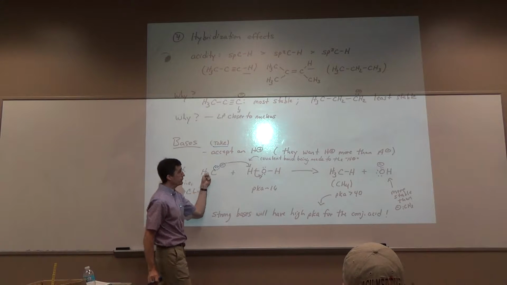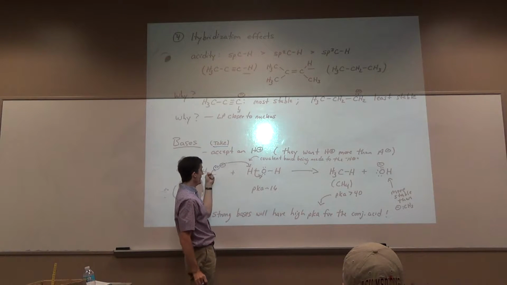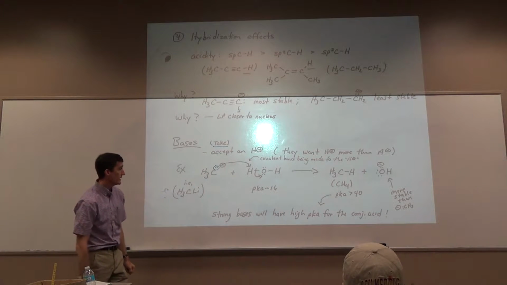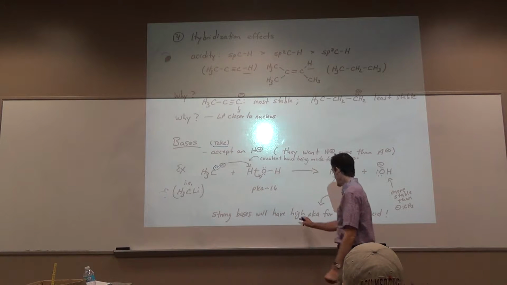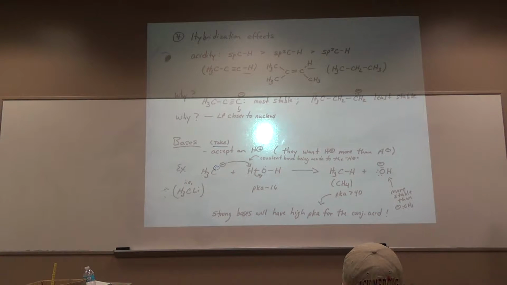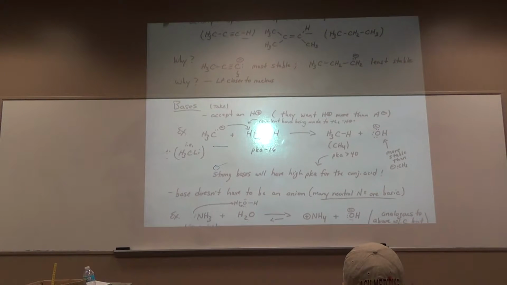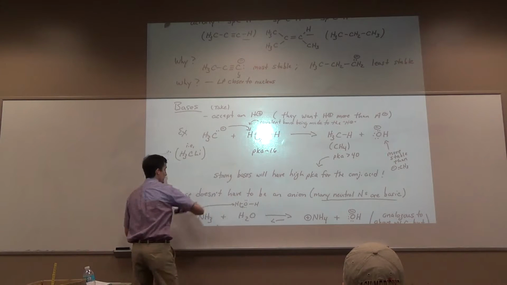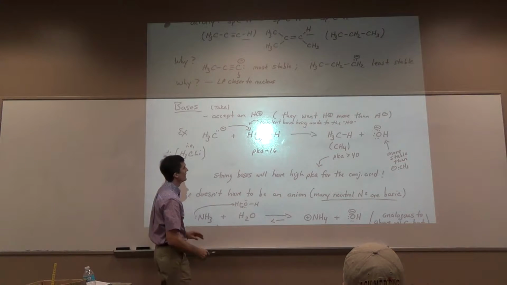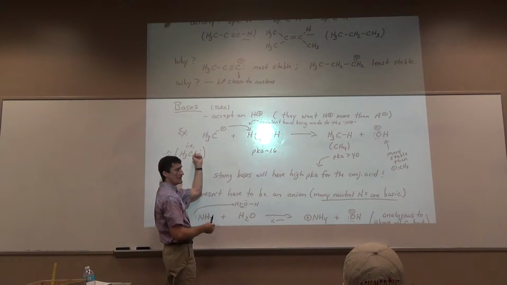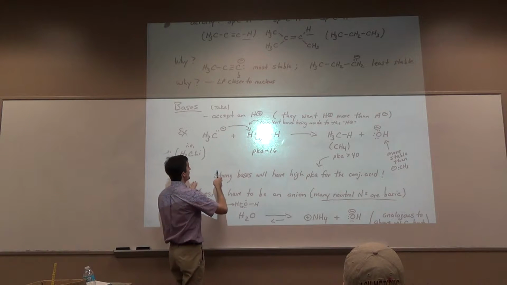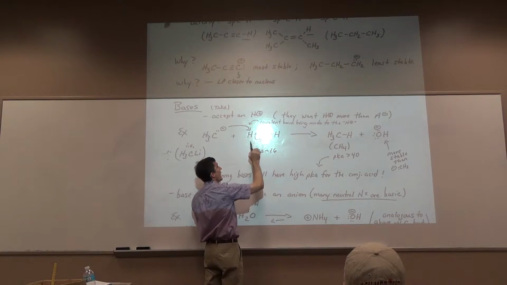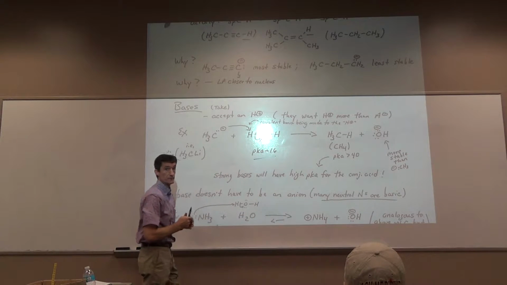So this is obviously the base. Water is acting as an acid. The base took the H, and here's your outcome. Of course, strong bases will have a high pKa for the conjugate acid. Whoa, what's all that mean? As we move forward, we'll talk about pKa's. Each side of an acid-base reaction has an acid or a base. Over here, this is the base, that's the acid, because it's the one giving up the H. And with the acid, you can give a pKa to describe its acid strength.